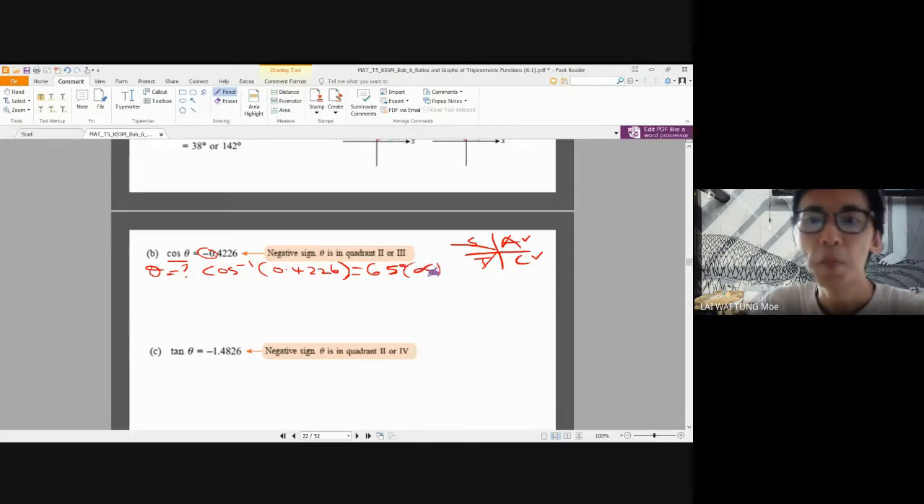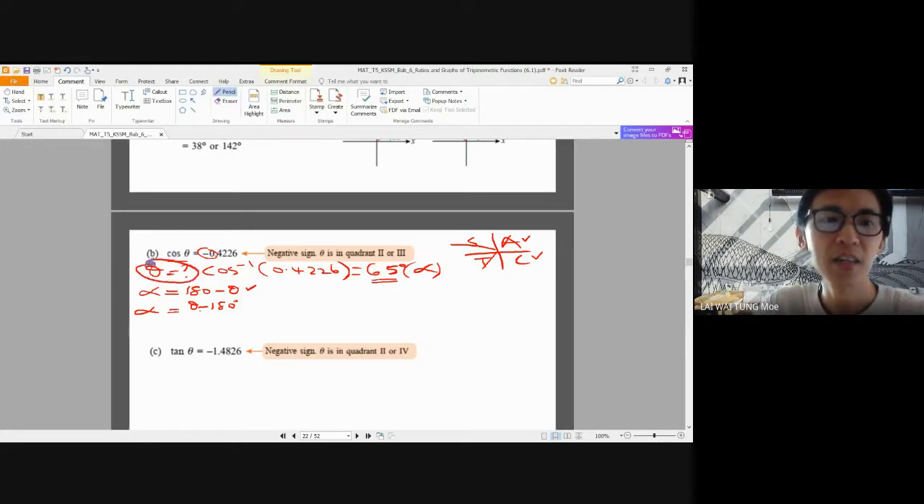So the next step is, because it's in the second and third quadrant, how can we find the alpha? For the second quadrant, alpha is 180 minus theta. And in the third quadrant, alpha is equal to theta minus 180. But now you already get the alpha from the calculator just now. Because the question asks you to find the theta, now you want to find the theta.